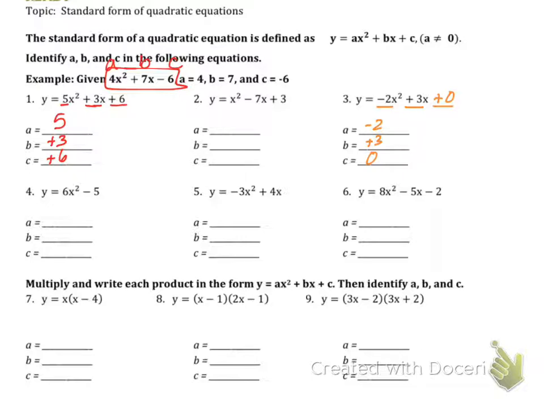For number 4, it gets a little bit trickier because keep in mind, it's ax squared plus bx plus c. Well, this time we have an a, we have a c, but we don't have a b. So our a value would be 6, our b value would be 0, because again, there's no x term in here, and our c value would be negative 5.